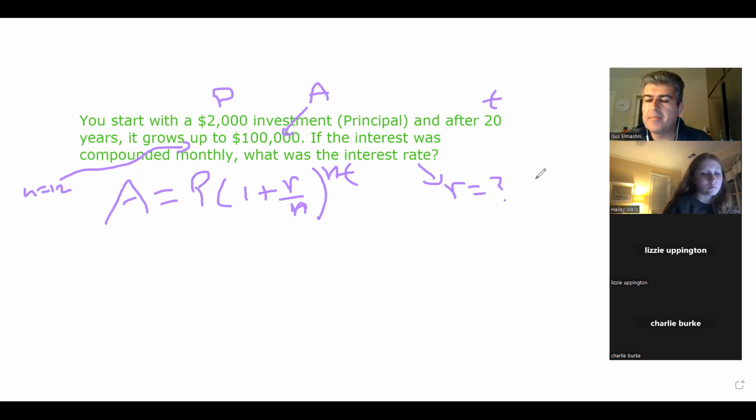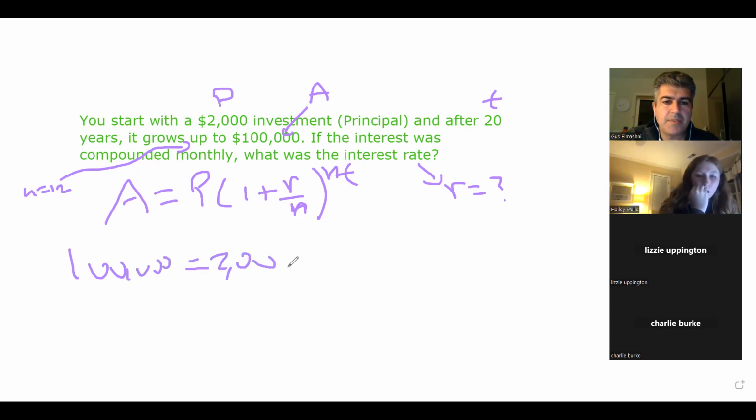I'm back. I'm going to work out two. If someone has the answer, they can type it in the chat. I'm a little confused how you get rid of everything in the parentheses. Well, what's your exponent? 240. Good. Okay, so you should have 100,000 equals 2,000 times 1 plus r over 12 raised to the 12 times 20 power.